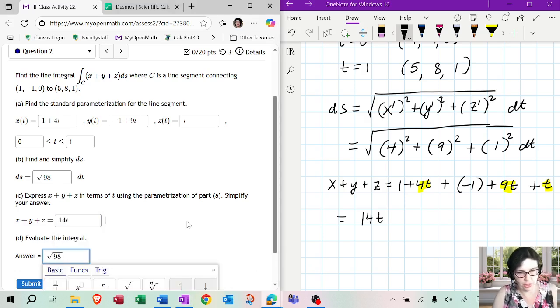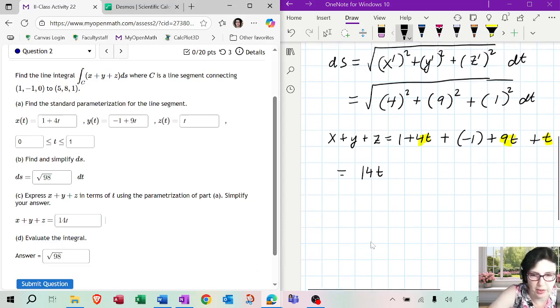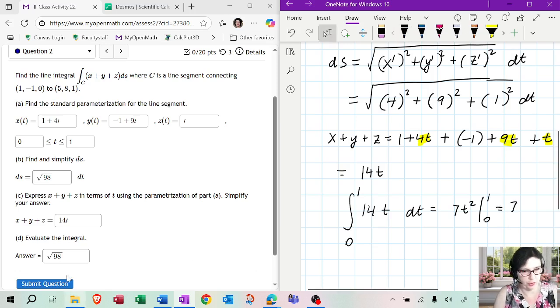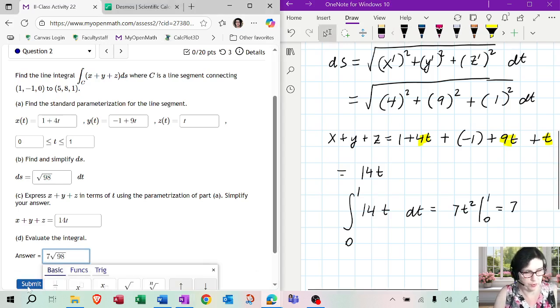Now, I didn't finish integrating, obviously. I just put it so I don't forget the root. But integrating 14t from 0 to 1 is very simple. So that would be like 14t squared over 2, or 7t squared from 0 to 1. So that's just going to be 7. So it looks like I got 7 square root of 98 there.